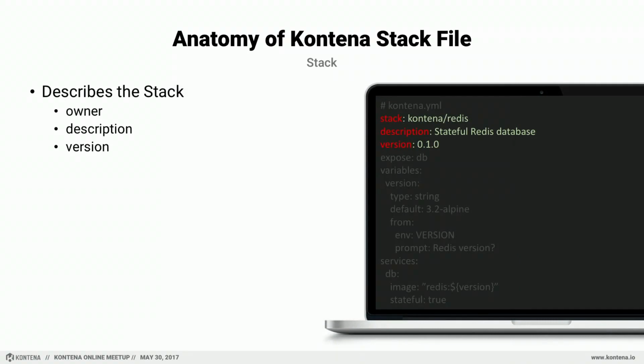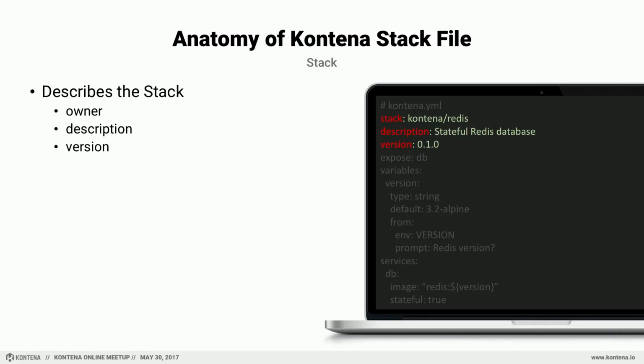So first there's a stack section, and it describes the stack. It defines the owner of the stack. In this example, it's Kontena/Redis. Kontena is the owner. Typically, it's a Kontena Cloud username, or in the future, it can also be an organization name. And the latter part is the stack name.